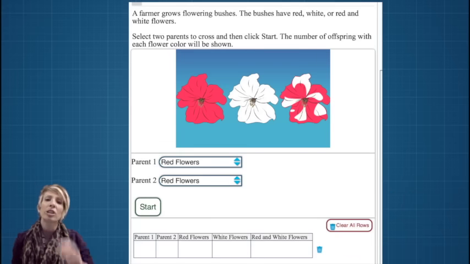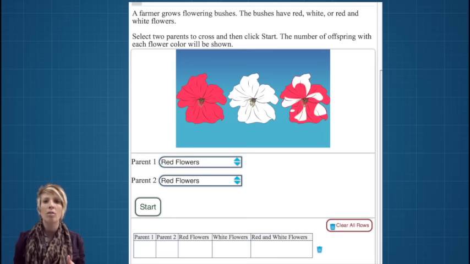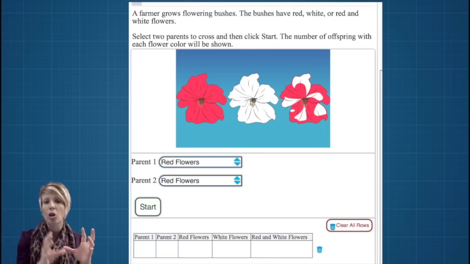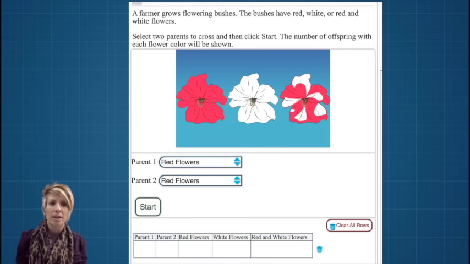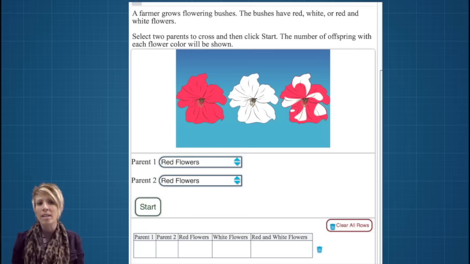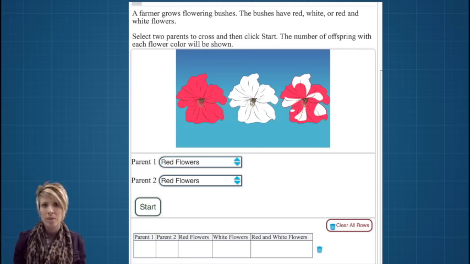Okay, now on question 39 through 41, you're going to see sometimes a series of questions that all involve one key picture or one key diagram or one key simulation. In this case, we have a picture and we have a simulation, and that's what you see at the top of the page there. It says a farmer grows flowering bushes. The bushes have red, white, or red and white flowers. Select two parents to cross and then click start. The number of offspring with each flower color will be shown.